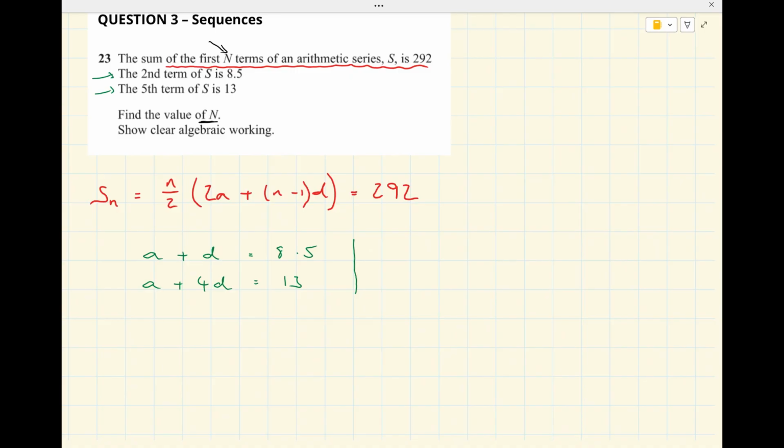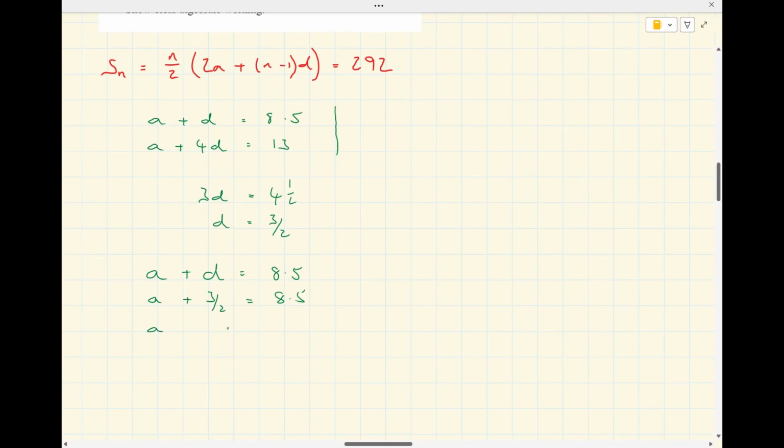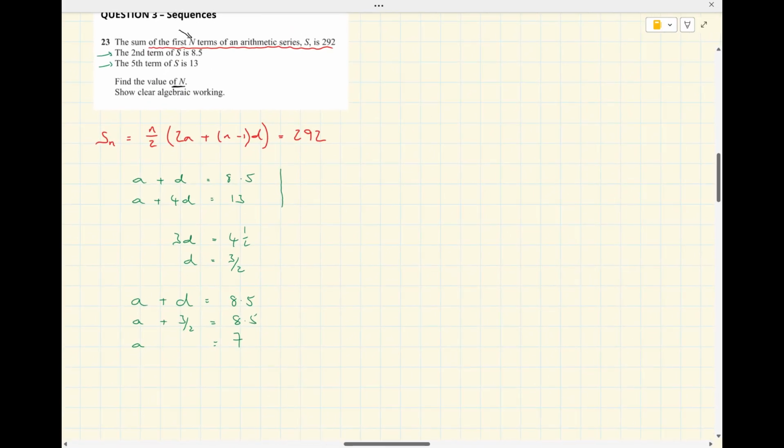I'm going to do the bottom one minus the top. So 3d equals 13 minus 8.5, 4.5. So d equals 3 over 2, or 1.5. So now I can find out what a is, because I know from the first equation that a plus d equals 8.5. So a plus 3 over 2 equals 8.5. So that means that a will equal 8.5 minus 1.5. A will equal 7. So now I know all about this sequence. I know that its first term is 7, and the difference between the terms is 1.5.